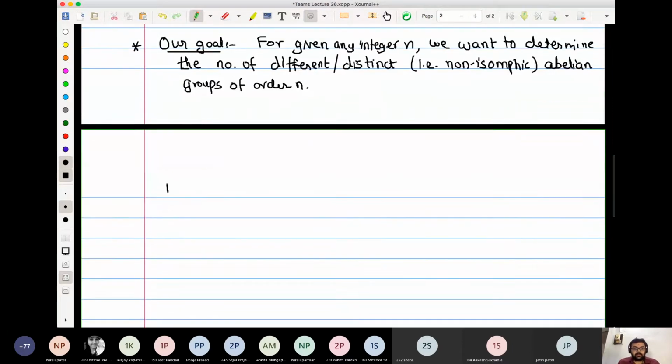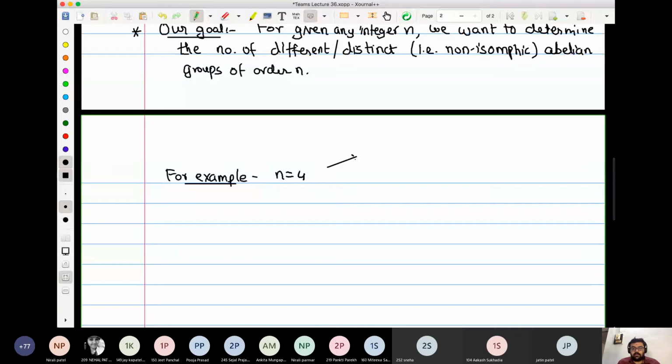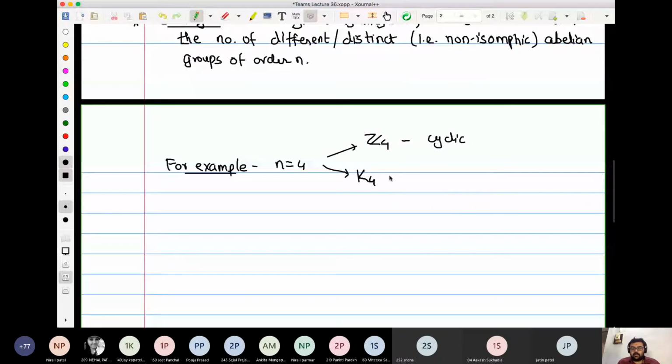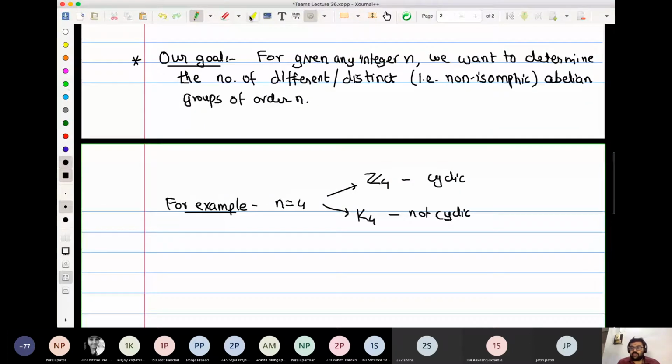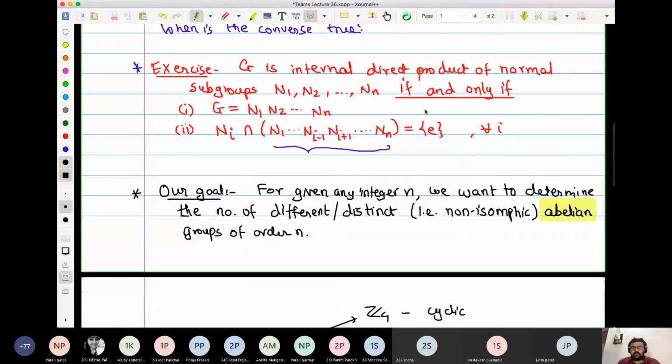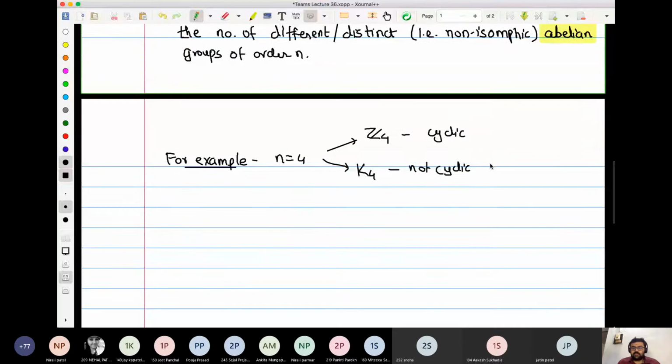For example, n equals 4. How many groups are there? One we know is Z4, which is cyclic. Another one we know is the Klein four group, which is not cyclic. Yes, it is abelian. The Klein four group E, A, B, C is abelian but not cyclic. Why is it not cyclic? Because there is no element of order 4, so it is not generated by a single element.